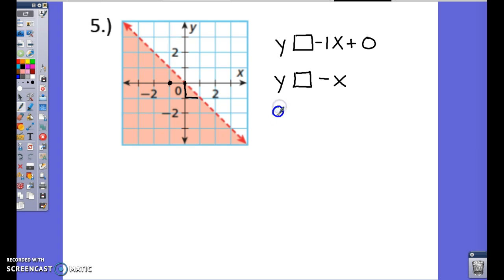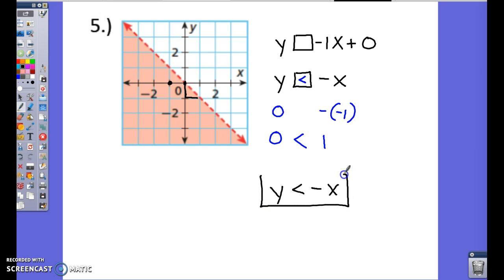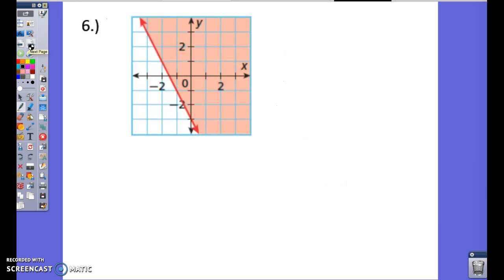So when I put the 0 in for the y and the -1 in for the x, I get 0 here and 1 here, and 0 is less than 1. So I have to go with the less than sign right here, meaning my final answer would be y is less than -x. So again, same idea as all those previous problems, but we can't use 0, 0 as our test point. And then finally, the last example like this, once again, it's like the ones we've been doing.